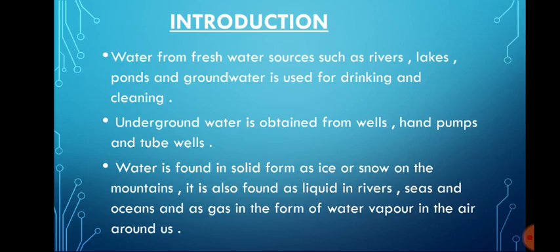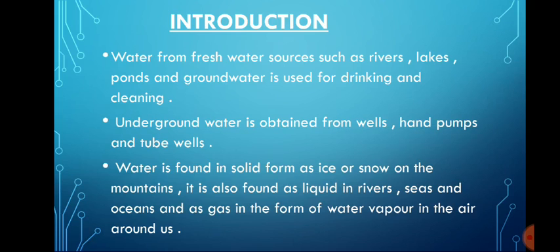Children, as we have learned from the previous chapter, seas, oceans, rivers, lakes, ponds, and underground water are the sources of water, but we cannot use seawater or ocean water for drinking due to its salty nature. We use freshwater sources to get drinking water. Water is found in solid form as ice or snow on the mountains. It is also found as liquid in rivers, seas, and oceans, and as gas in the form of water vapor in the air around us.